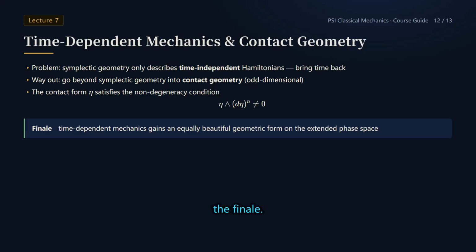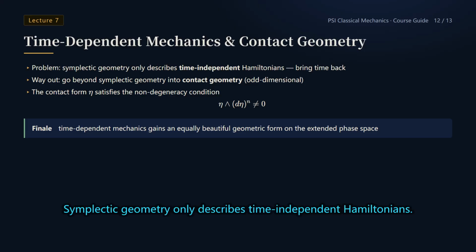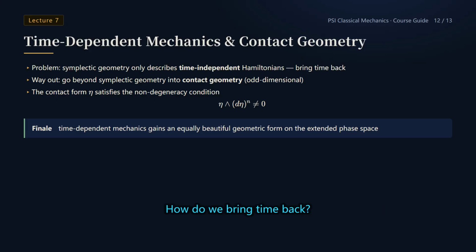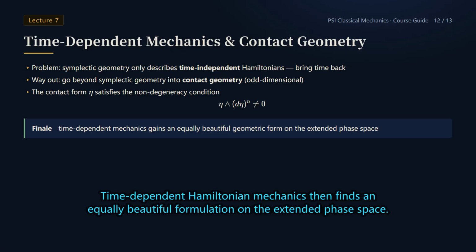Lecture 7. The finale. Symplectic geometry only describes time-independent Hamiltonians. How do we bring time back? The answer? Go beyond symplectic geometry into odd-dimensional contact geometry. Time-dependent Hamiltonian mechanics then finds an equally beautiful formulation on the extended phase space.